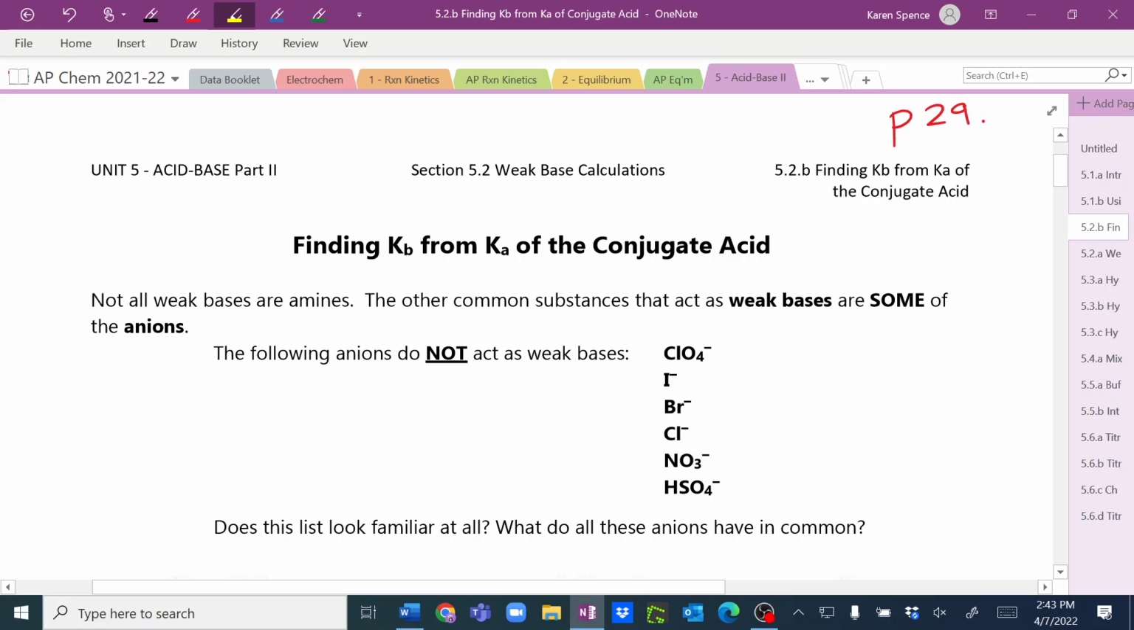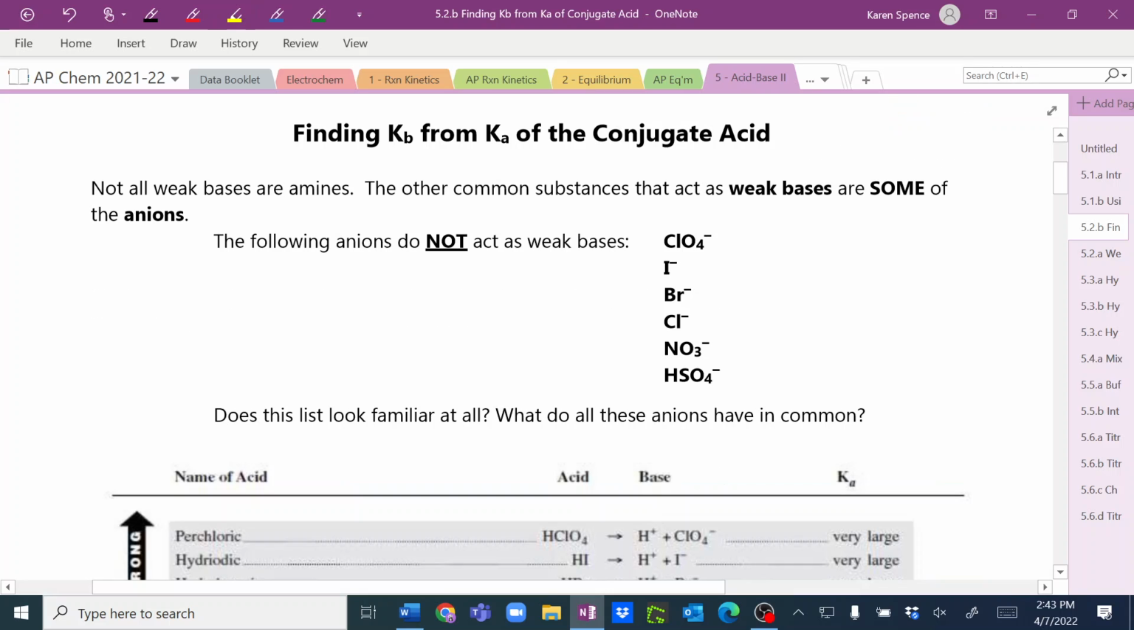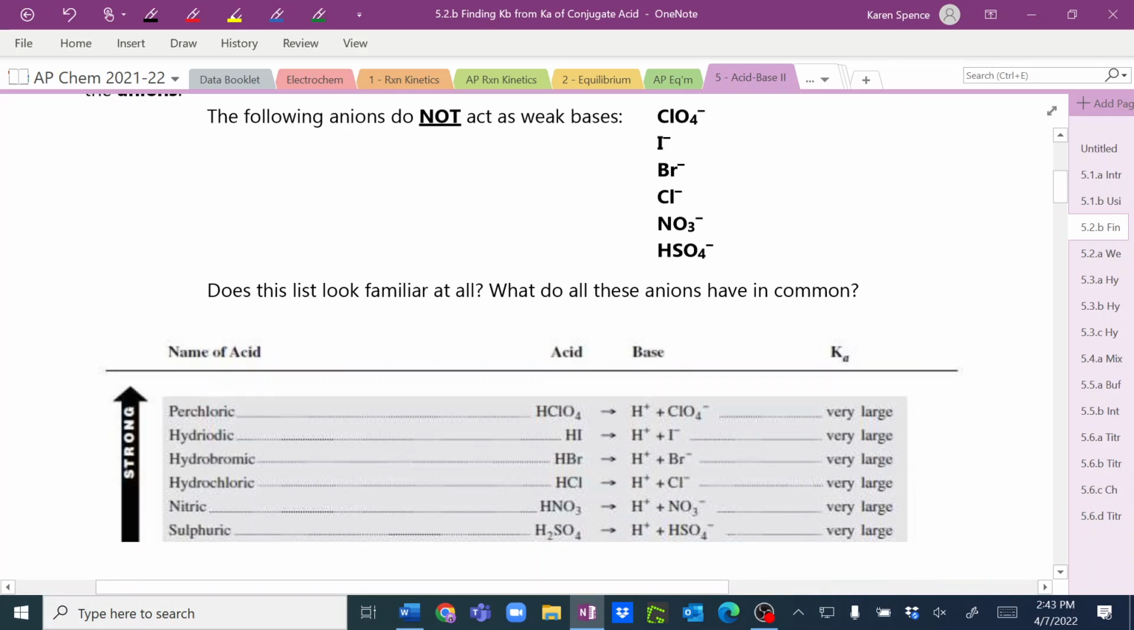ClO4 minus, I minus, Br minus, Cl minus, NO3 minus, and HSO4 minus. Does this list look familiar? What do all these anions have in common? They are the conjugate bases of strong acids. So they cannot act as bases.